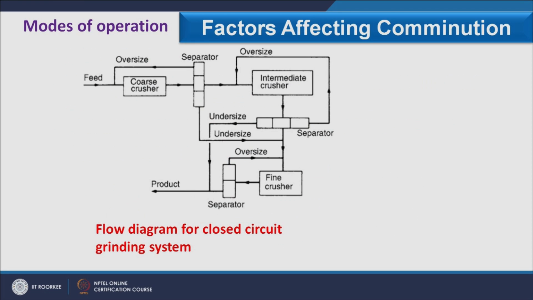And here we have the complex closed cycle where we have 3 stages where the crushing or grinding takes place for the feed. Here we have coarse crusher, intermediate crusher as well as fine crusher. So, in 3 stages we have the grinding where all 3 stages are associated with the closed circuit grinding system.